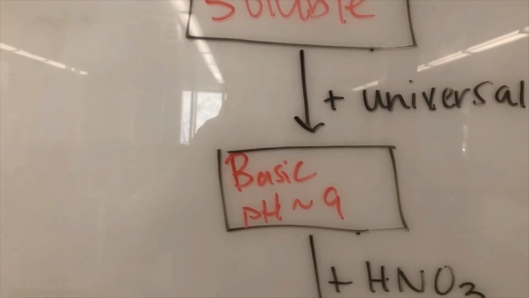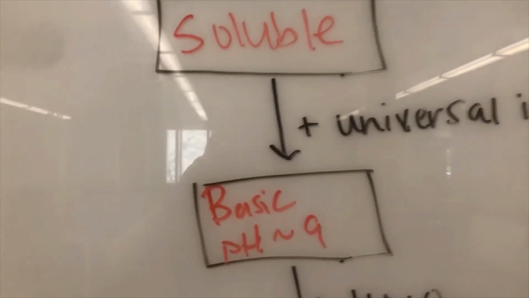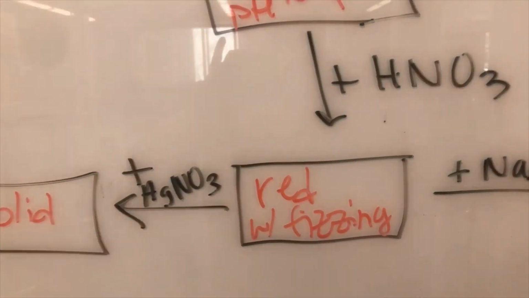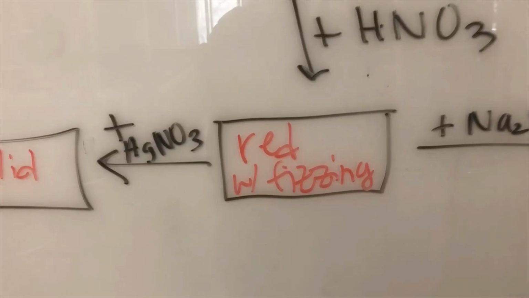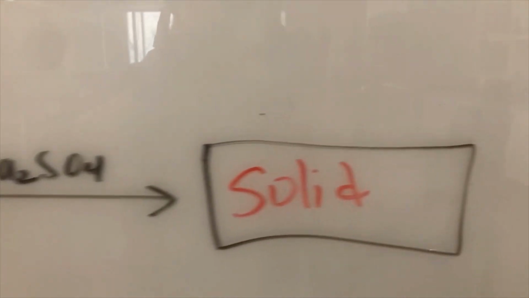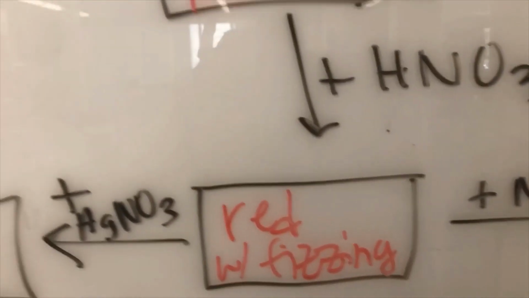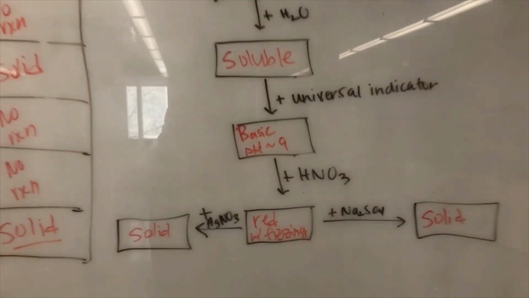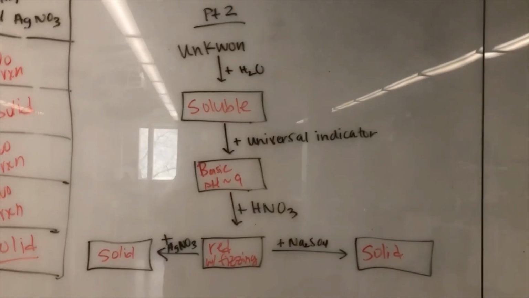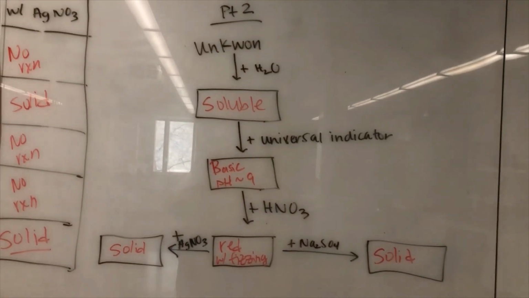So to sum up our unknown, it was soluble in water. When the universal indicator was added, it was basic with a pH of around 9. When we added the nitric acid, it turned red with some fizzing. Then when we added sodium sulfate, there was a solid formation. And when we added silver nitrate, there was a solid formation. With that, you should be able to deduce what those two unknowns are.